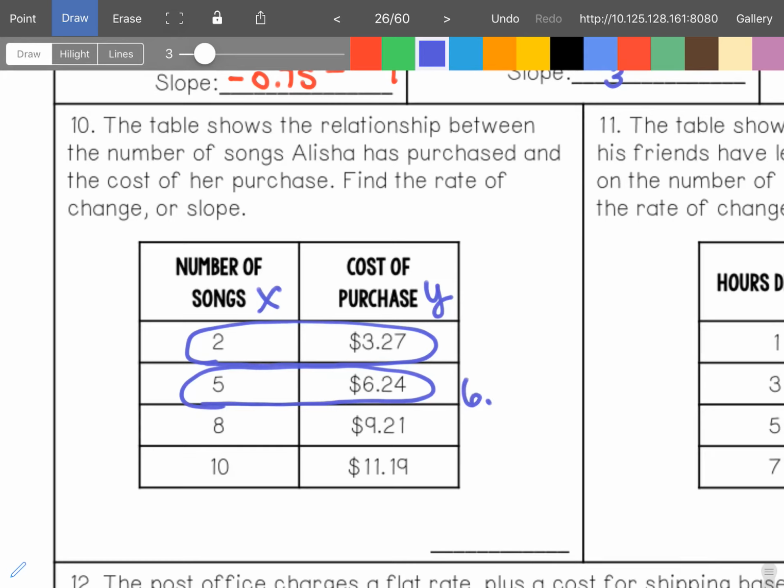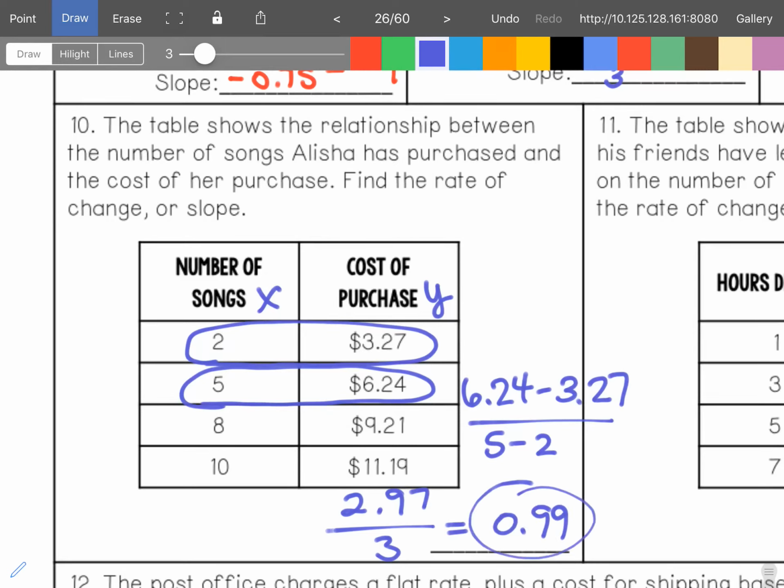So I'm going to do 6.24 minus 3.27, because remember, we find the rise first, which means we subtract the y's, and then I'm going to do 5 minus 2 in the denominator. All right, so you're going to do 6.24 minus 3.27, and you're going to get 2.97, and 5 minus 2 is 3. If we divide that, we're going to get 0.99. That's what the slope is. That's what it's changing by.